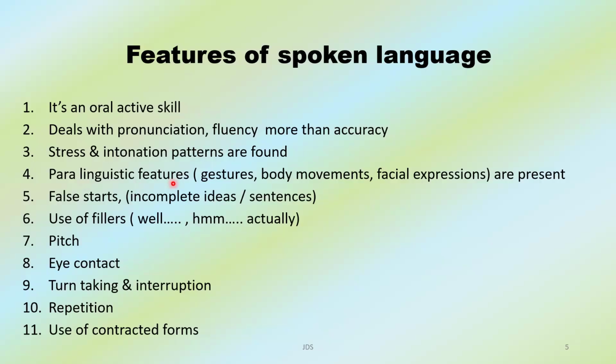Paralinguistic features. At times, we won't utter a single word, but still, we will perform the act of communication using our body movements, using our eye contact, using different gestures or signals. All those are part of spoken language. You can't find these in written language, right? So no gestures, body movements, or any facial expression get connected to written language.